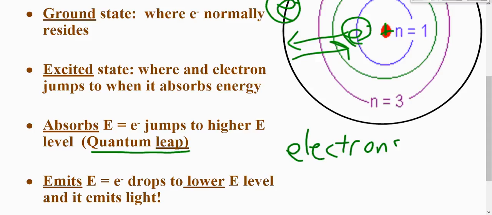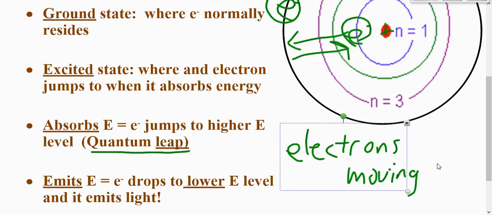And this happens, there are trillions of electrons in any one atom. And when they're absorbing energy, they're all making these quantum leaps up and down, up and down. And your eyes just see it as a straight light, but just know that literally there are the electrons moving. That's what you're seeing.